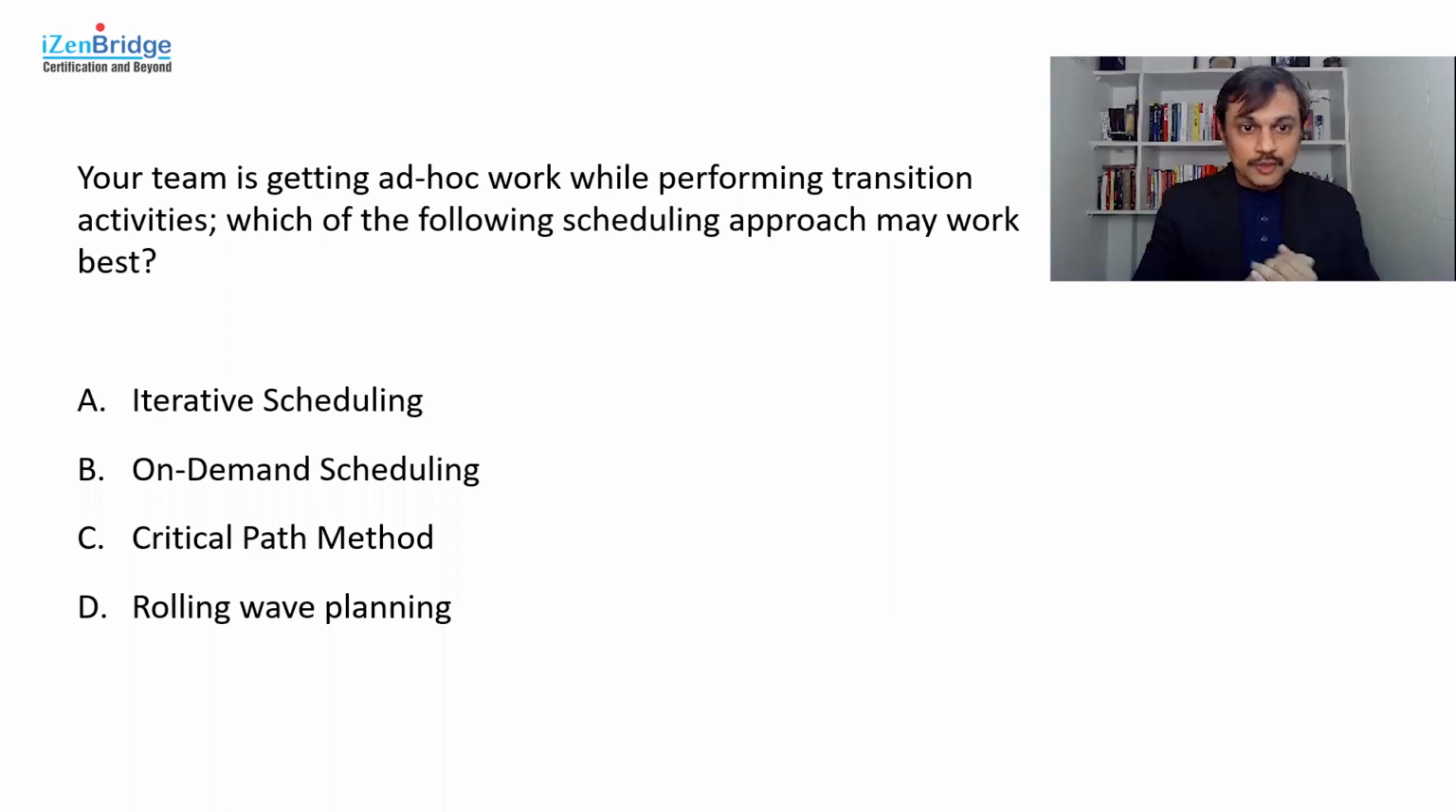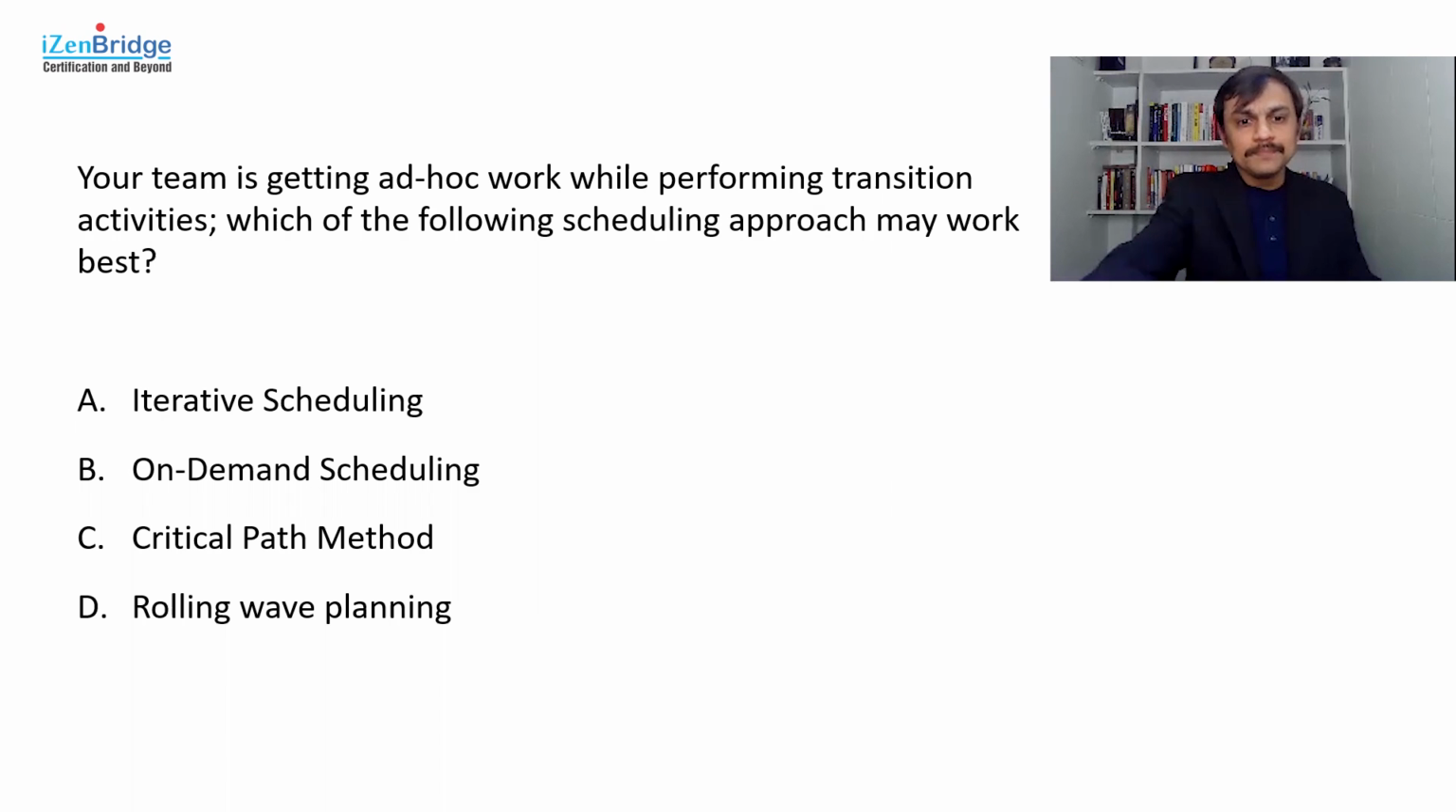Question 20. Your team is getting ad hoc work while performing transition activities. Which of the following scheduling approaches may work best? Option A, iterative scheduling. Option B, on-demand scheduling. Option C, critical path scheduling. Option D, rolling wave planning. You can pause and think. Your team is getting ad hoc work while performing transition activity. How do you facilitate scheduling when things are emerging ad hoc? Which possible option might help you in doing that?